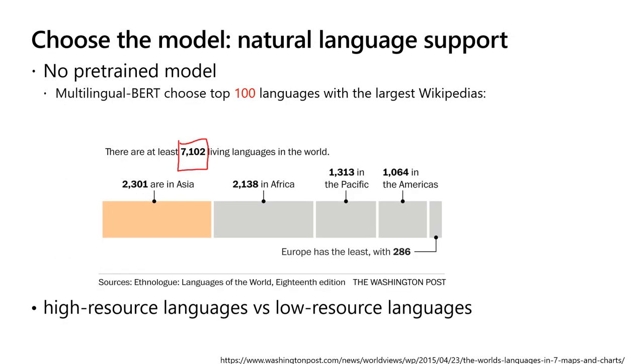Let's dive into these considerations. While transformers have yielded so much advancement in the major natural languages, we have to admit that many languages haven't been able to reap the benefit of transformers. Why? It's simply because there is no such pre-trained model. Take BERT as an example. Only a few languages have a monolingual pre-trained model. Multilingual BERT supports the top 100 languages with the largest Wikipedias. 100 sounds like a large number, but how many languages are there? According to a Washington Post 2015 report, there are more than 7,000 languages. We see there is a big gap, and more work can be done to cover more languages.